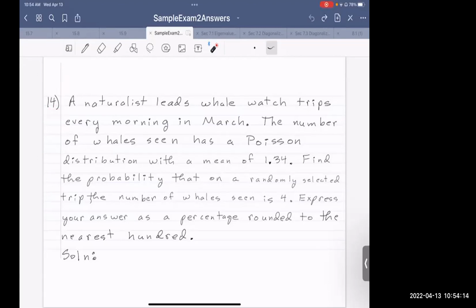Problem 14. A naturalist leads whale-watch trips every morning in March. The number of whales seen has a Poisson distribution with a mean of 1.34. Find the probability that on a randomly selected trip, the number of whales seen is 4. Express your answer as a percentage rounded to the nearest hundredth.